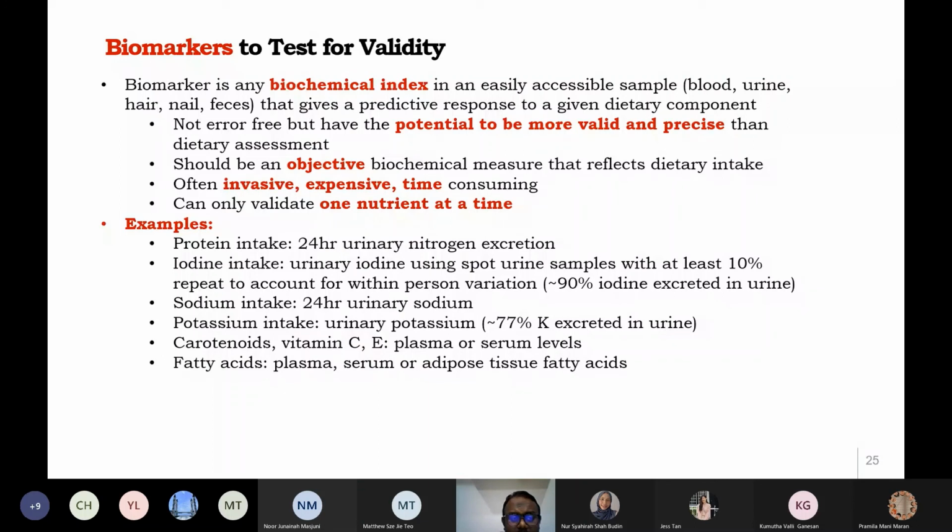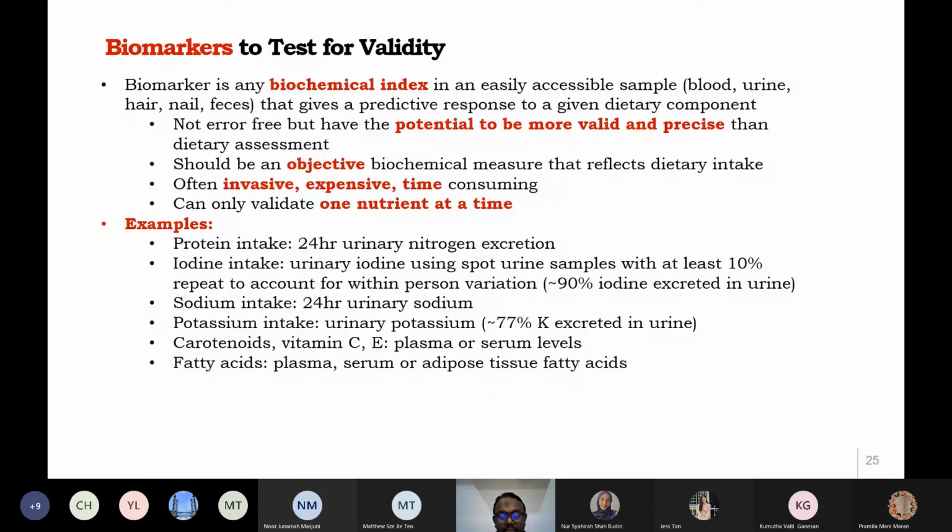So these are examples of biomarkers being used frequently in research. For protein intake, we use 24-hour urinary nitrogen excretion as a biomarker. For iodine intake, we use urinary iodine using spot urine samples with at least 10% repeat to account for within-person variation, because 90% of the iodine that we consume is excreted in the urine. For sodium intake, we can also do 24-hour urinary sodium. For potassium intake, again, urinary potassium, because around 77% of potassium is excreted in the urine.